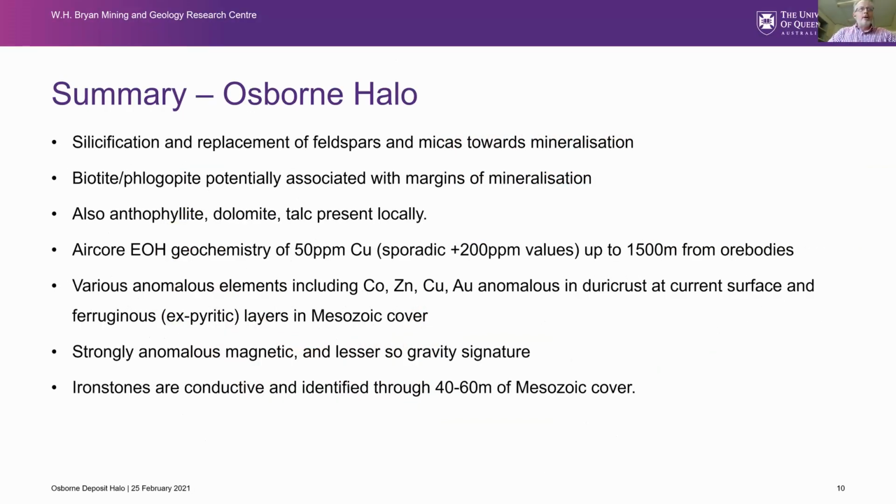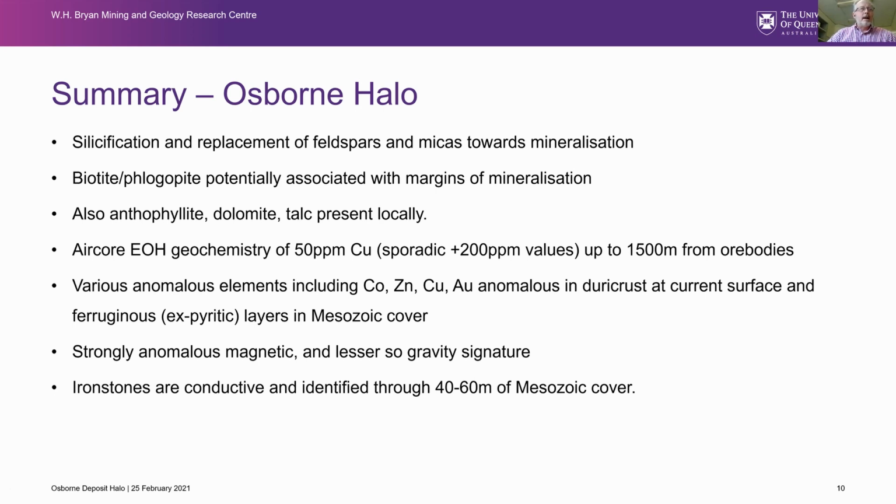So, in summary, if we look at the mineralogy, silicification and replacement of feldspars and micas towards the mineralisation is an important process to keep in mind. Biotite and phlogopite are potentially associated with the margins of the mineralisation. There's also anthophyllite, dolomite and talc present locally. The aircore end-of-hole geochemistry is showing that there's a pretty fair size basement anomaly around the deposit in copper. I'm not sure about the other elements.